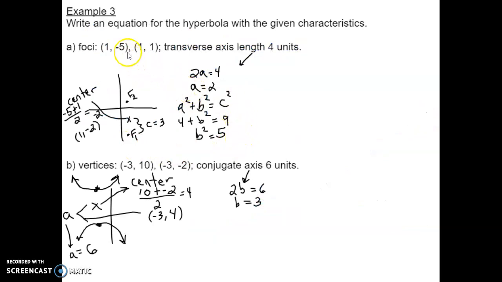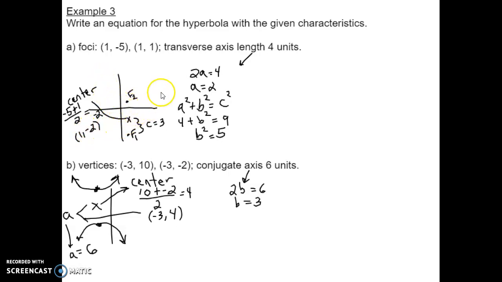All right, example 3, we're going to write equations of hyperbolas with the given characteristics. So this one has one focus at (1, -5), and the other one's at (1, 1). To figure out the center, it's halfway between these. So I'm adding the y coordinates, dividing by 2. I know the y coordinate here is going to be -2. It's going to have an x coordinate that's the same as those. So my center's at (1, -2).